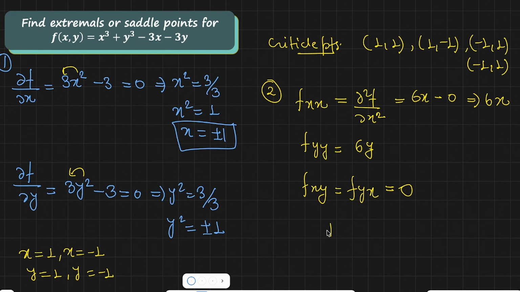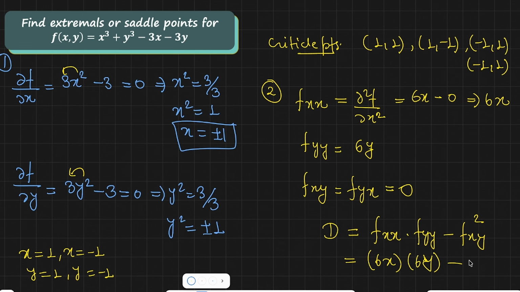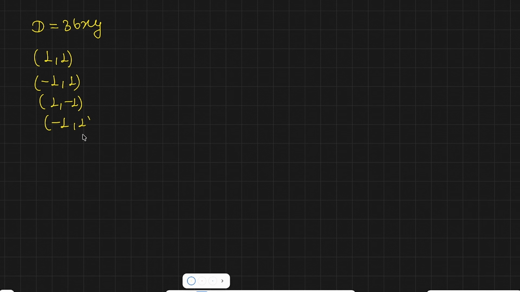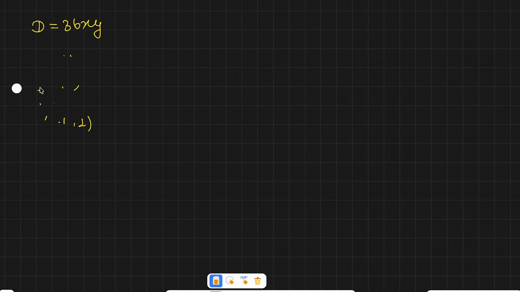Now in this step I have to calculate D. So what is the formula of D? That is fxx into fyy minus fxy whole squared. So it is 6x into 6y minus 0 squared, so it is 36xy. So this is the value of D. I have the critical points (1,1), (-1,1), (1,-1) and (-1,-1). One by one I will check all the points. First of all I will take x equal to 1.